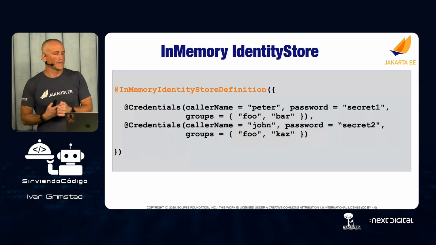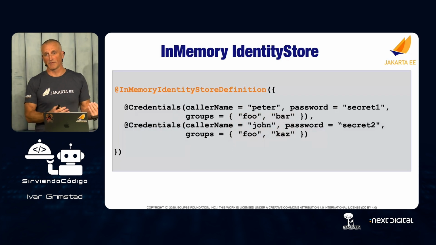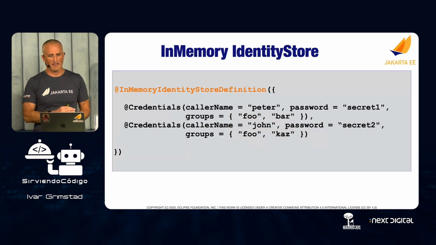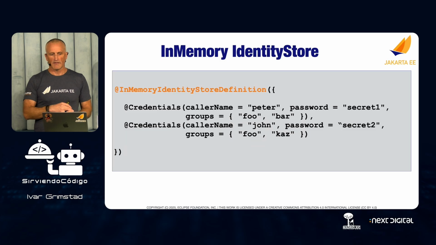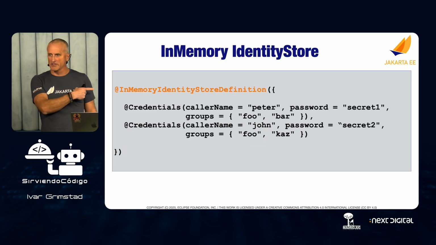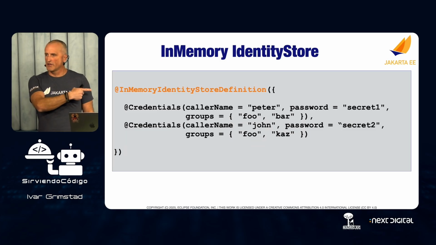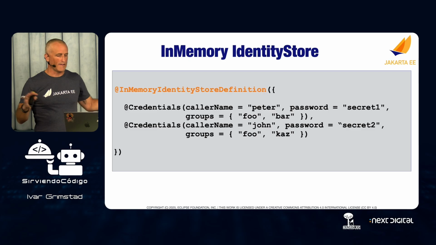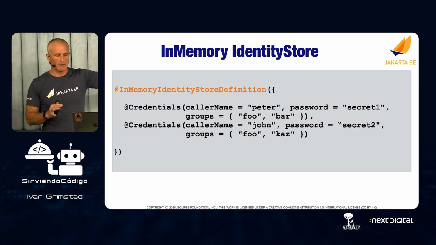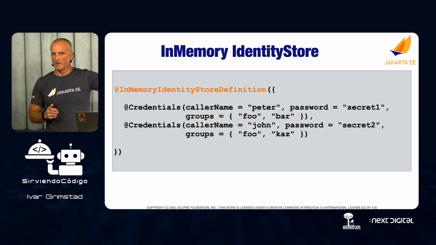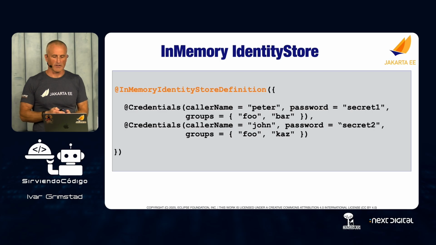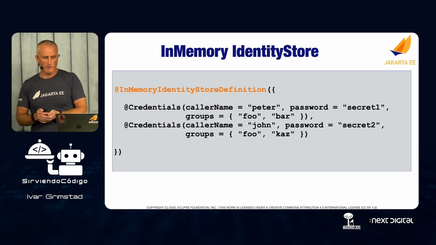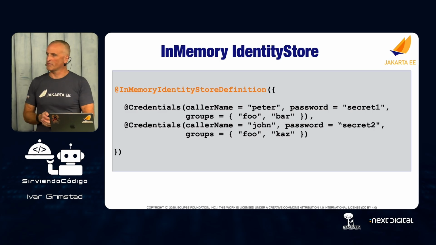We're bringing back something that was proposed for Java EE 8, an in-memory identity store. This is good for testing. I wouldn't do this in production, but if you're just testing and you want to have your identity store defined in your application like this, you can do it. This is good for your test classes and stuff. But when you go to production, you probably wouldn't maintain it this way.